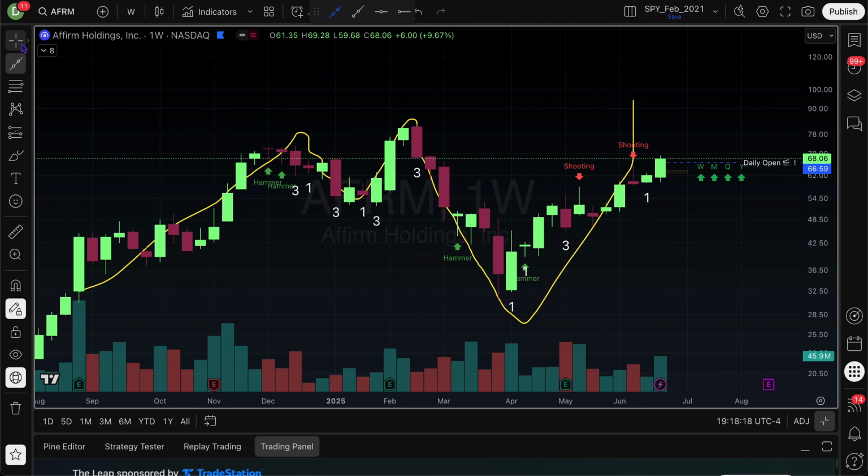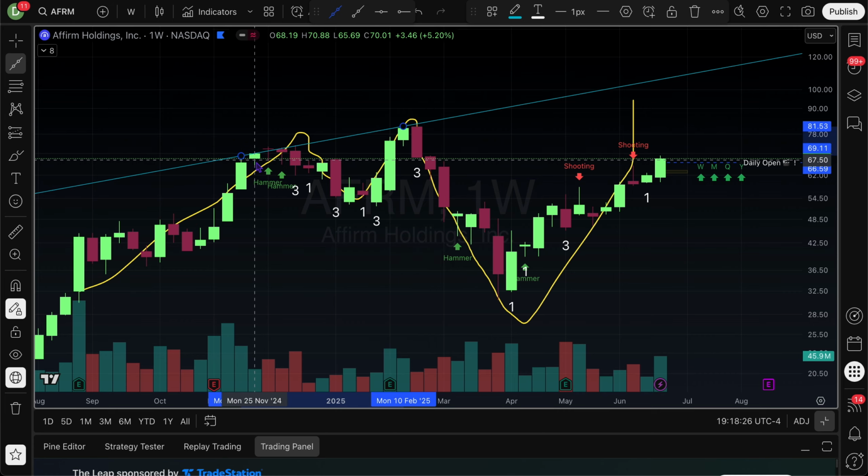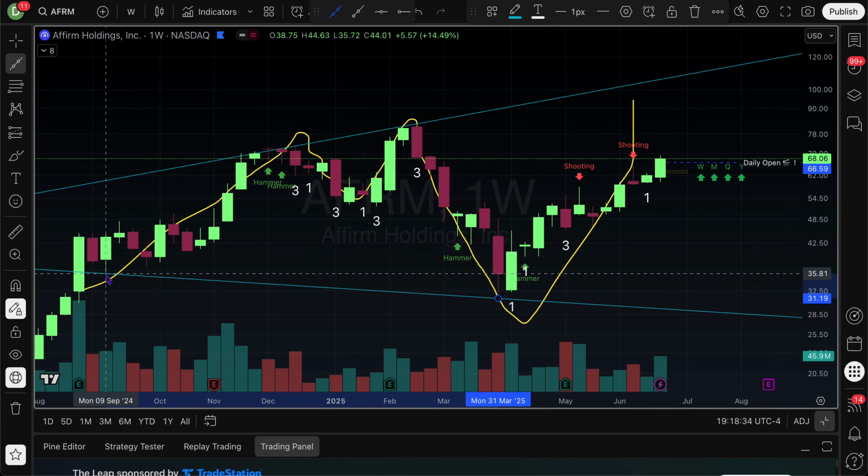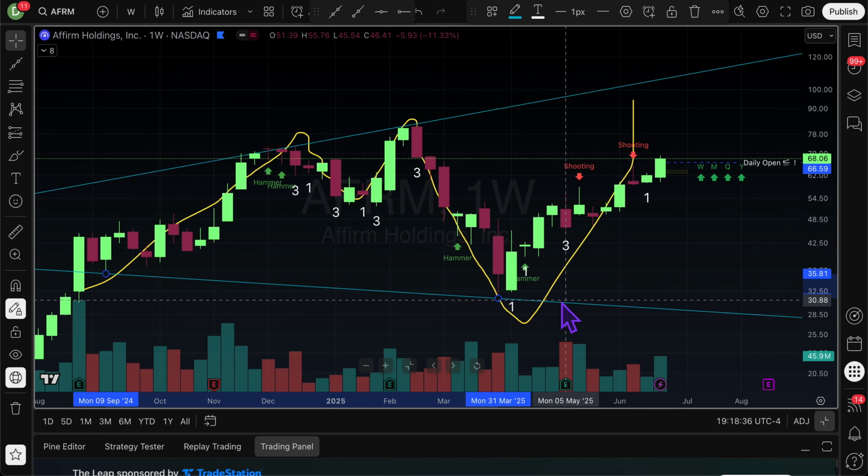Okay, so I would probably draw it like this. And then this low is not a lower low. So it's easier if you draw your extended lines from right to left, right?